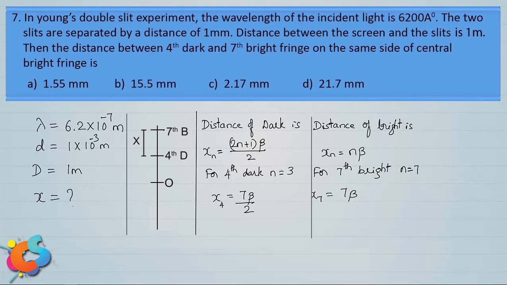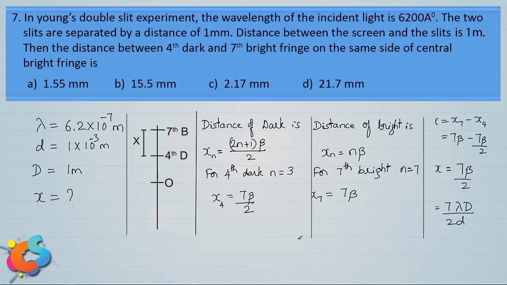Now, the distance between these two fringes is x equal to x7 minus x4, which is 7 beta minus 7 beta by 2, which is obviously 7 beta by 2. Now we'll have to substitute for beta, which can be done using lambda capital D divided by small d. So x is equal to 7 lambda D divided by 2d.